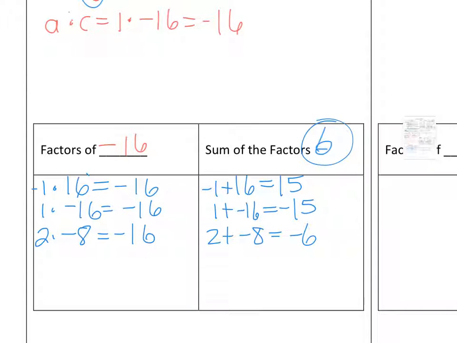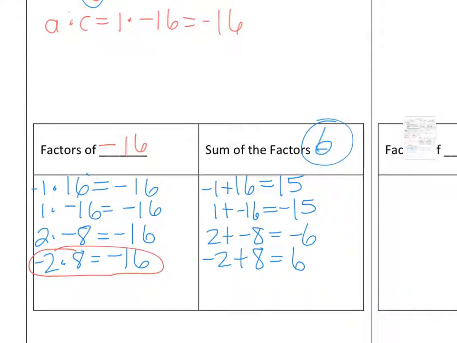And I just did what I told you not to do, which was to make your bigger number positive. So I'll switch those two. Negative 2 times positive 8 is negative 16. And negative 2 plus positive 8 is positive 6. So this row is the right one. The negative 2 and the 8 equal negative 16 when we multiply, and equals 6 when we add.